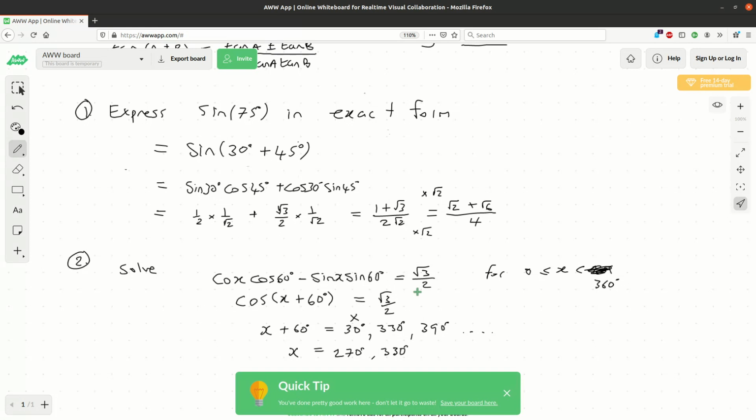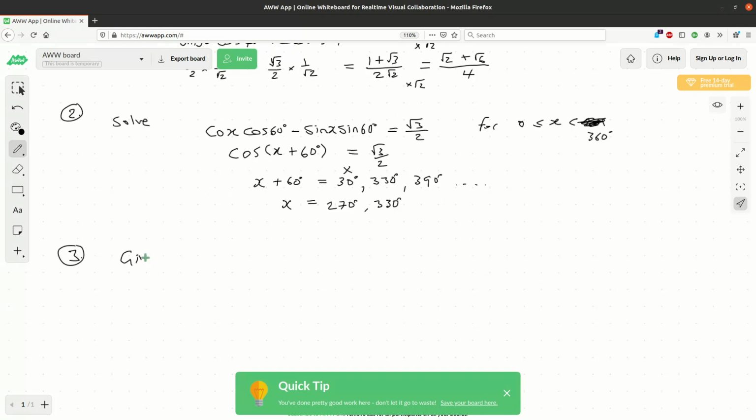So this is a proof. tan A plus tan B plus tan C equals tan A tan B tan C. Ooh. So we're going to try and prove that. That looks a really weird formula.